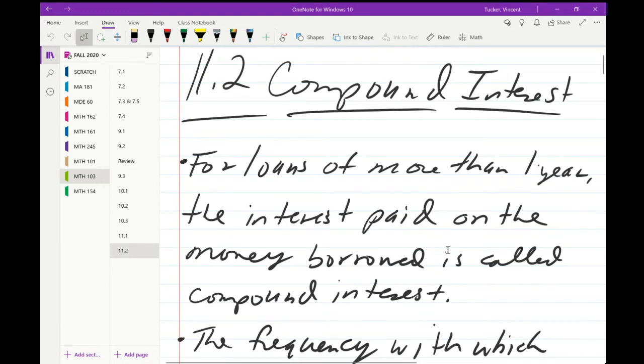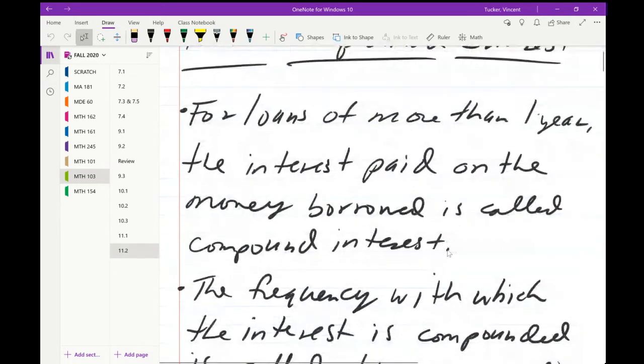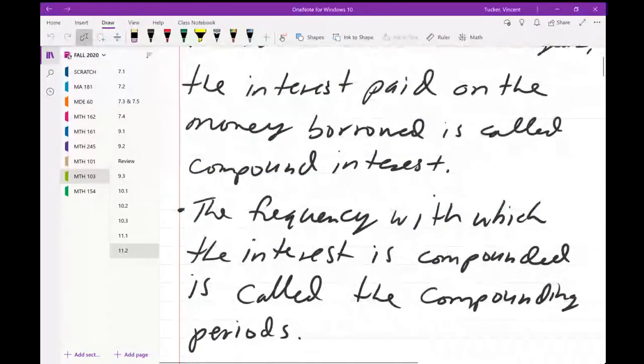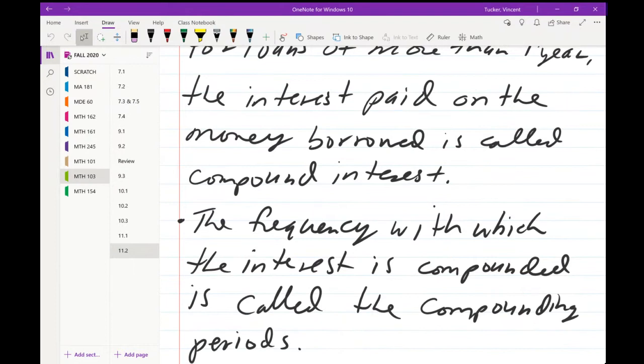All right, 11.2, compound interest for loans of more than 1 year. The interest paid on the money borrowed is called compound interest. The frequency with which the interest is compounded is called compounding periods. Give you a chance to write that down.